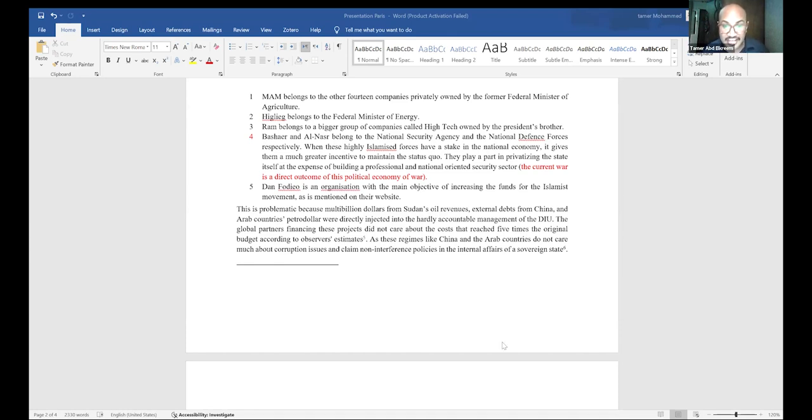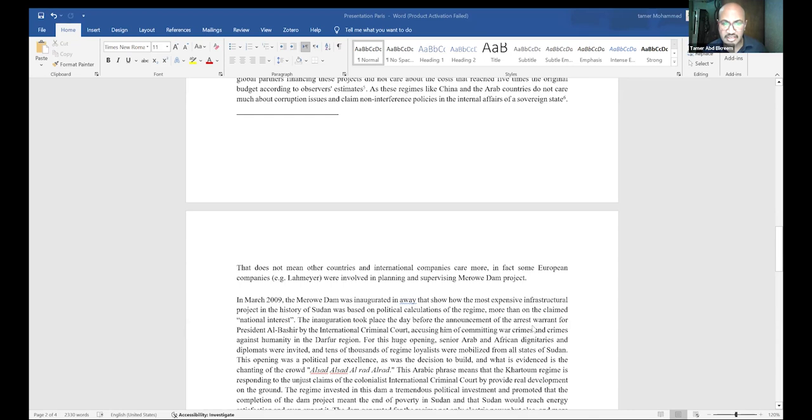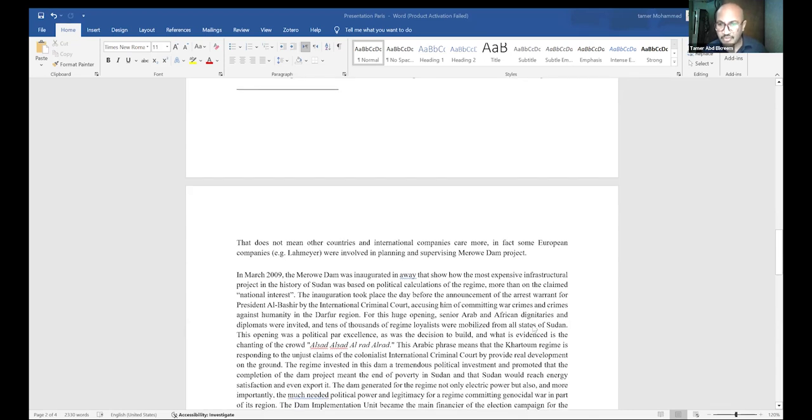The global partners financing these projects did not care about the cost, which sometimes reached five times more than originally planned, a cost overrun because of the corruption involved, according to some observers. Regimes like China and Arab countries do not care much about corruption issues and claim a non-interference policy in the internal affairs of a sovereign state. Of course, that doesn't mean other countries and international companies care more. In fact, some European companies, for example Lahmeyer, a German company, were involved in planning and supervising the Merowe Dam.